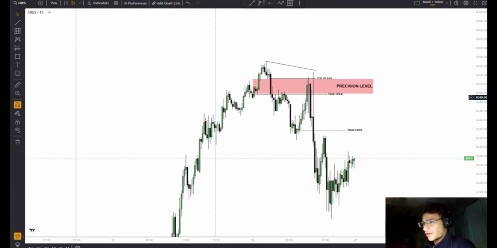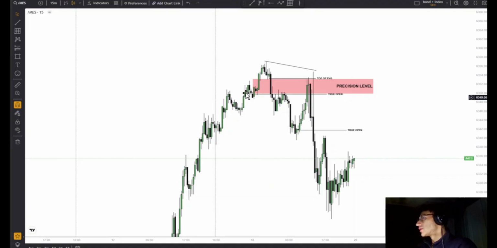This actually occurred on Friday. I did not take this trade. This is because after Friday, I was already up for the week, and I didn't want to give the markets back my money, so I just took Friday off.